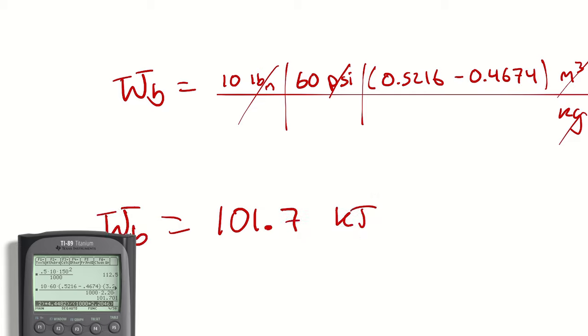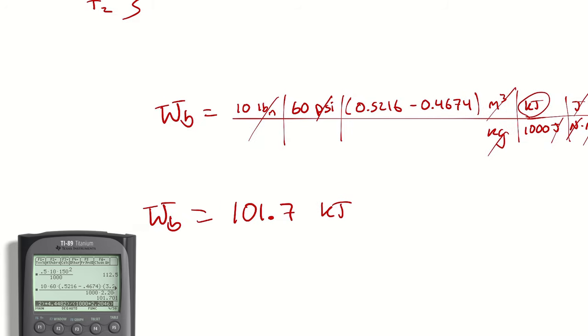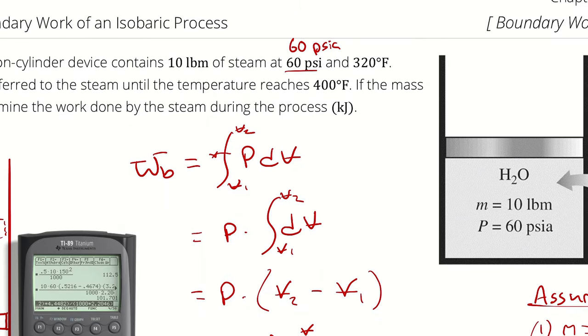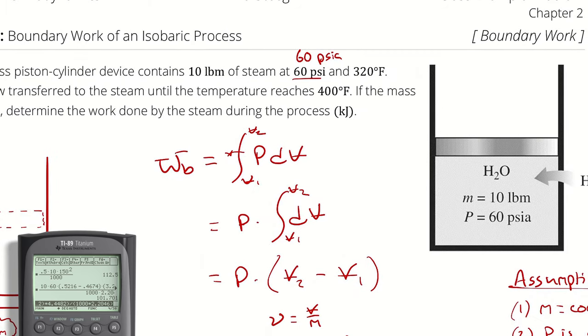So our boundary work is a positive quantity, which implies expansion, because remember that when we built our equation for boundary work, our dV term represents a positive change in volume, therefore a positive boundary work implies expansion. And that is going to be the work done by the system. So the system is applying the work. If it had been a compression process, that would be work done on the steam, not work done by the steam. That distinction is important, especially when we start bringing different terms together into the energy balance.